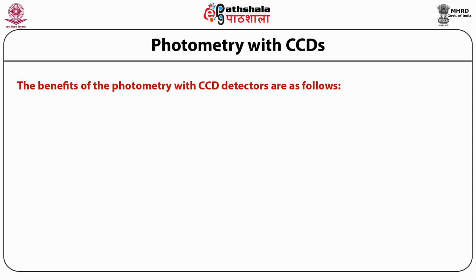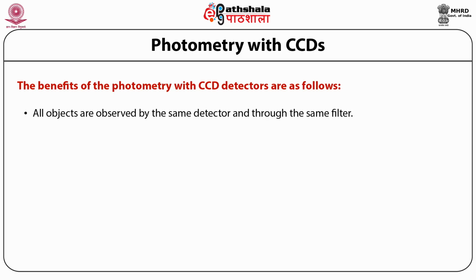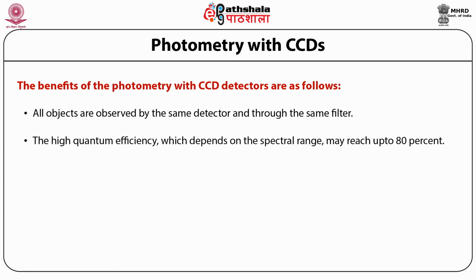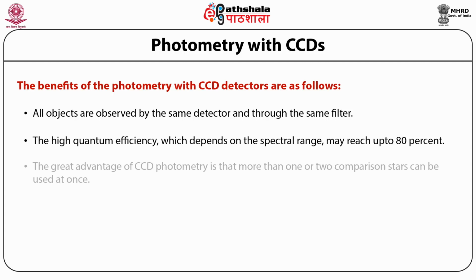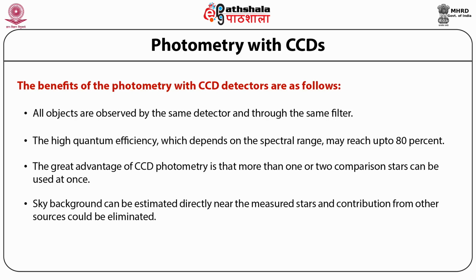The benefits of photometry with CCD are many. A few of them are: all objects are observed by the same detector and through the same filter. The high quantum efficiency, which depends on the spectral range, may reach up to 80%. The great advantage of CCD photometry is that more than one or two comparison stars can be used at a time. Sky background can be estimated directly near the major stars, and contribution from other sources could be eliminated.